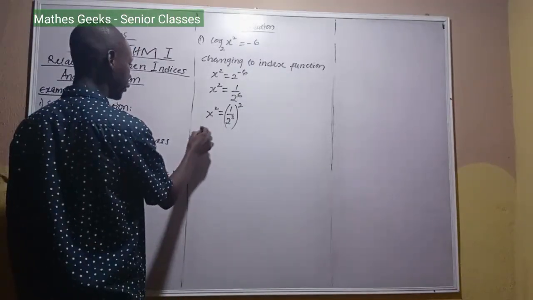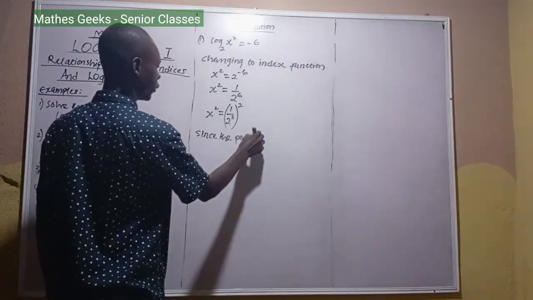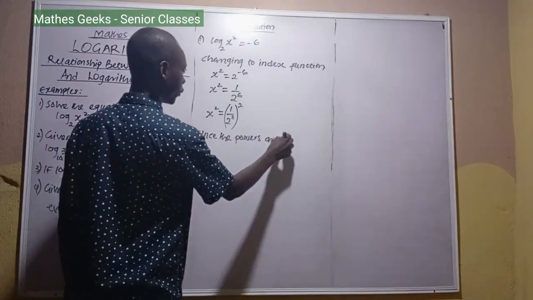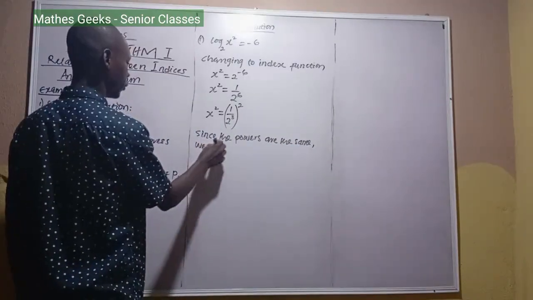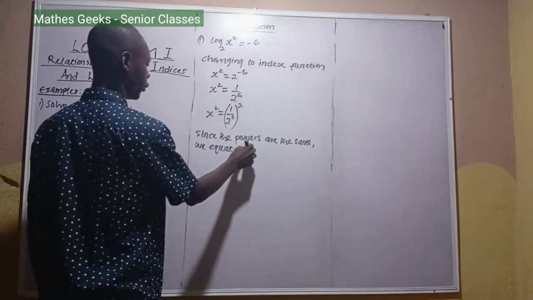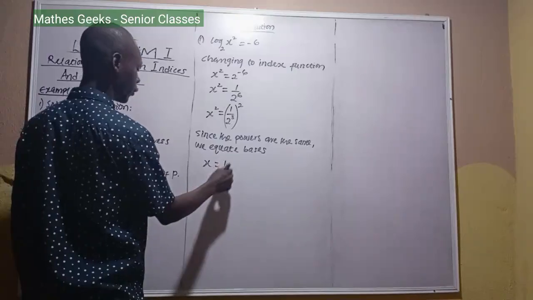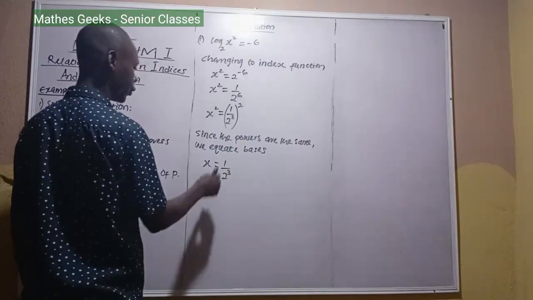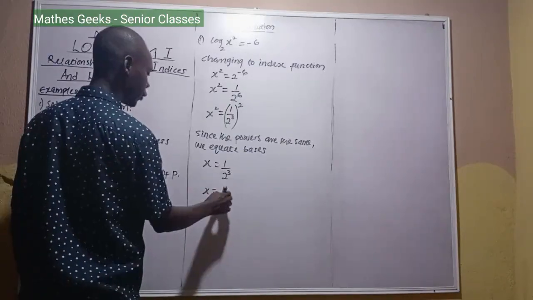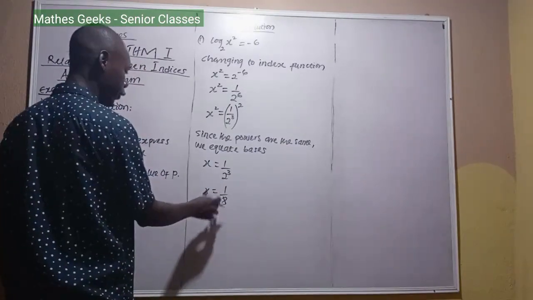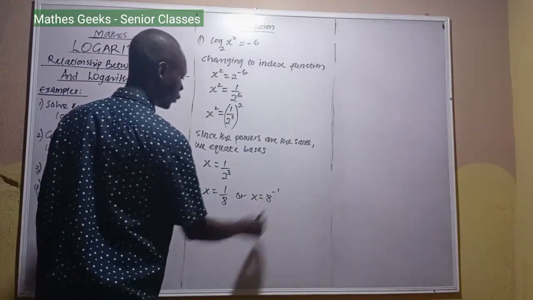So now since the powers are the same, we equate bases. So x is equal to 1 over 2 raised to the power 3, and that is equal to 1 over 8. 2 raised to the power 3 is equal to 8. Either you use this formulation or you say x equals 8 raised to minus 1.